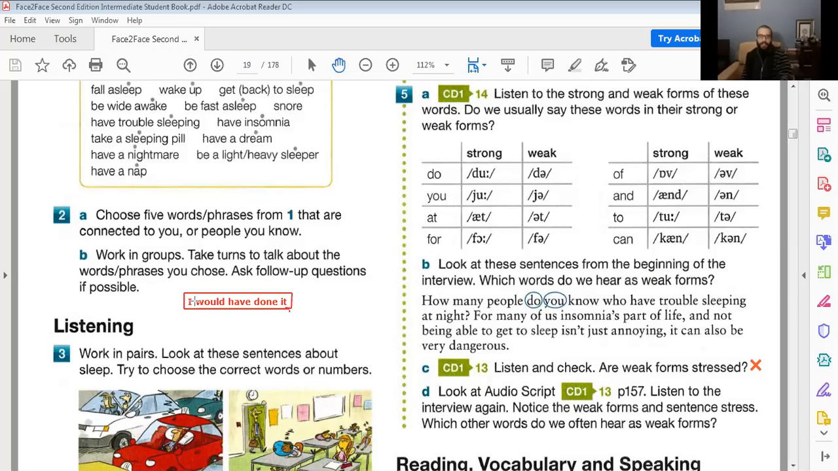Okay. I would have done it. Can anyone else read this? Sana, would you like to try? I'd have done it. Okay, let's use this other form.